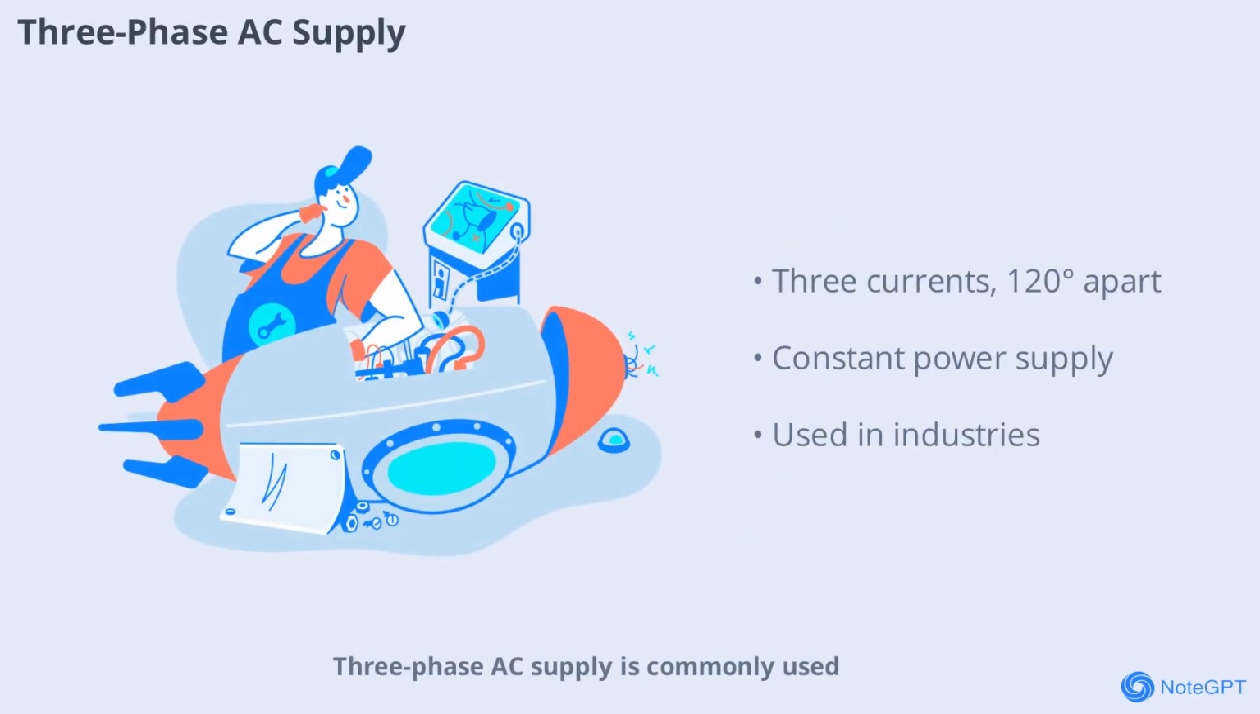Three-phase AC supply is commonly used in industries and for heavy electrical loads. It consists of 3 alternating currents, each out of phase with the others by 120 degrees. This arrangement provides a constant power supply and is more efficient for running large motors and machinery. Understanding three-phase systems is important for anyone interested in electrical engineering or industrial applications.